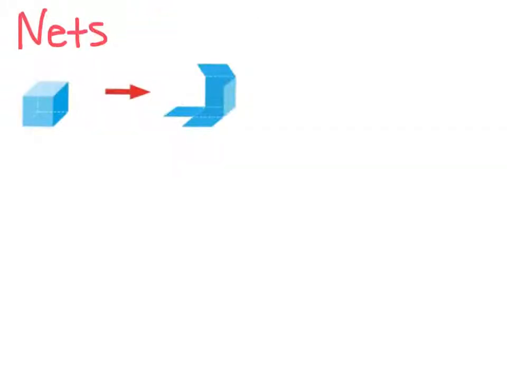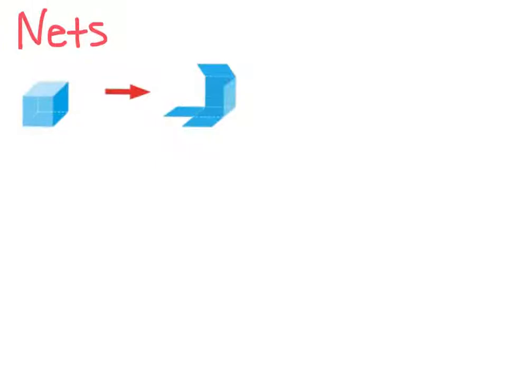Let's finish up chapter 14.1 by learning about nets. A net is a plane figure that can be folded to make a solid figure. Another way to say that would be that a net is a two-dimensional figure that can be folded to make a three-dimensional figure. More than one net may form the same solid figure.